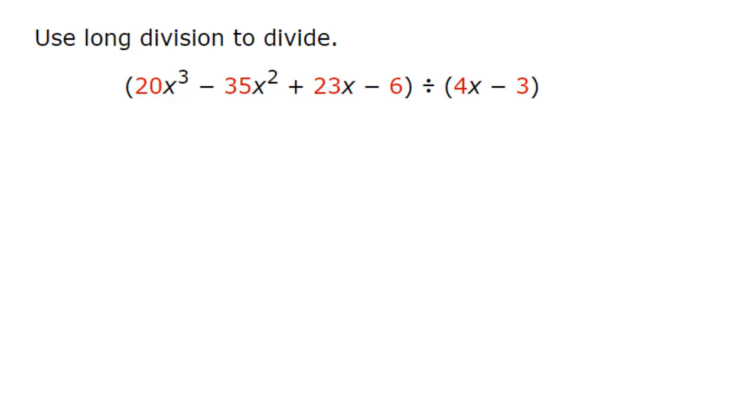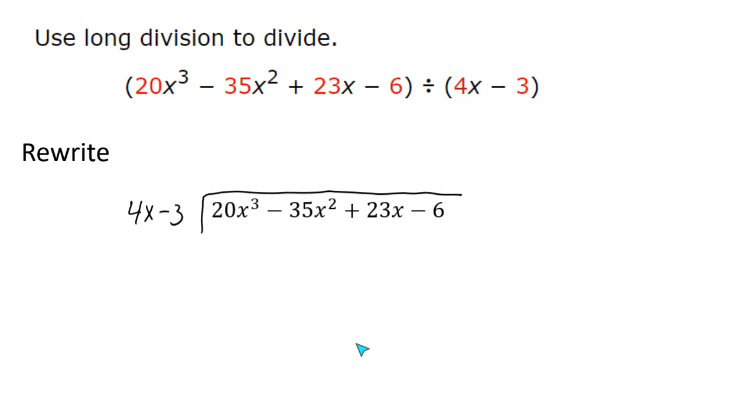One of the questions in 2.3 is to use long division. In order to do long division, you have to make sure that your polynomial is in descending order of powers. So we write it as 20x cubed minus 35x squared plus 23x minus 6. And the divisor also has to be in descending order: 4x minus 3. So you want to rewrite it in this format. If you're missing something, let's say you don't have an x squared, then you still want to include a placeholder. So I would write 0x squared.